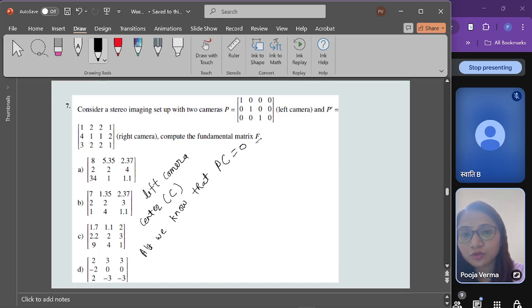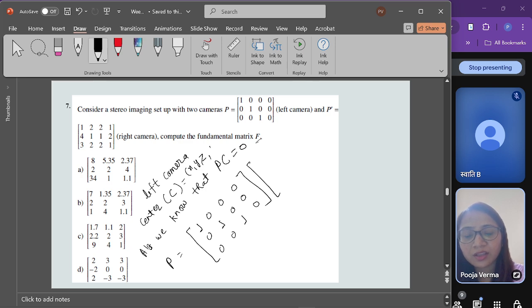PC is equal to 0, right? So here what is our P? P is given as 1, 0, 0, 0, 0, 1, 0, 0, 0, 0, 1, 0. And let's say C is X, Y, Z. In the homogeneous form, we can directly write it as 1. Otherwise, we can write W also. If nothing is given, then you have to solve it. Okay.